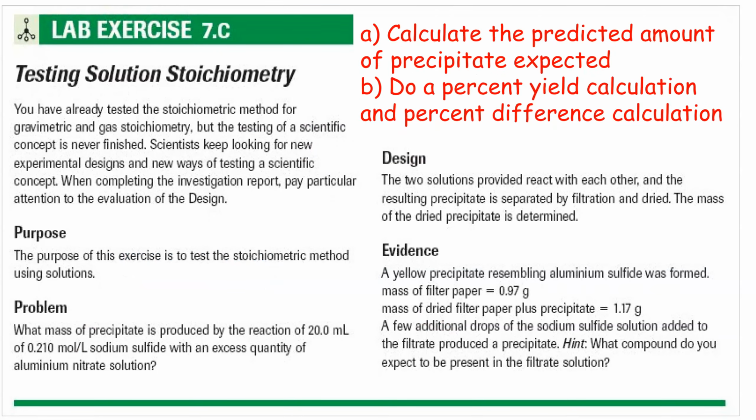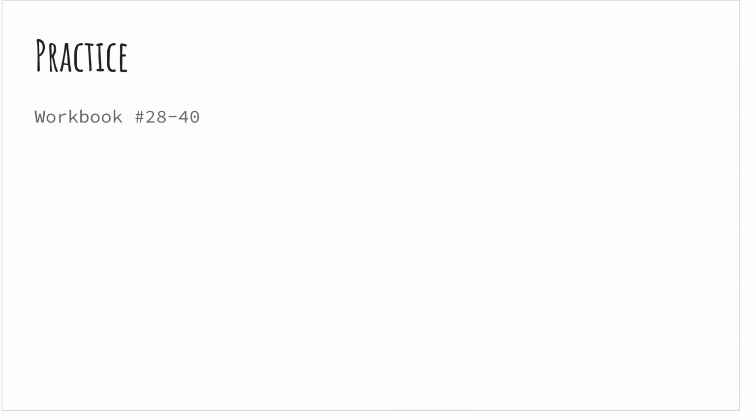I'd like you to try this lab exercise on your own. Have a read. I want you to calculate the predicted amount of precipitate, and then I want you to do percent yield and percent difference calculations. So take some time to go through this and practice it, and I will post the solution to the classroom page on a separate set. The rest of your practice comes from your workbook, questions 28 to 40. Good luck.